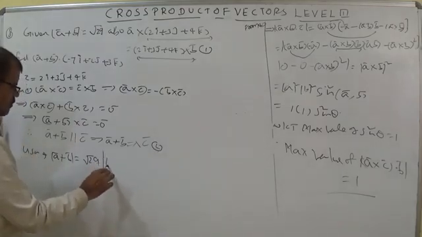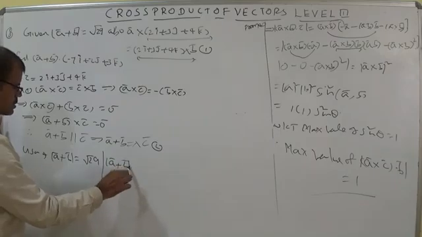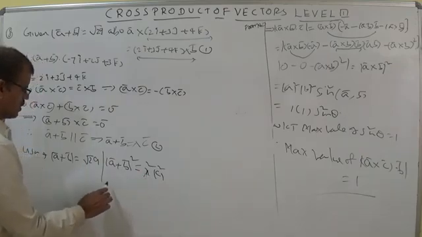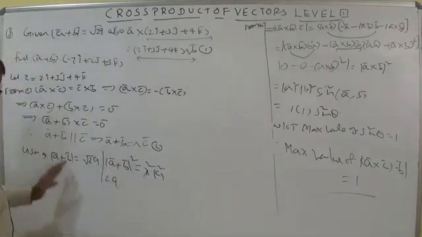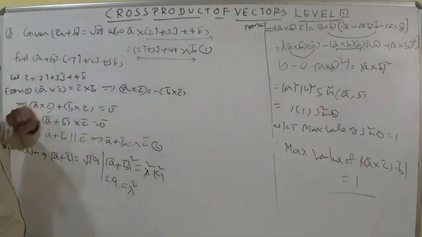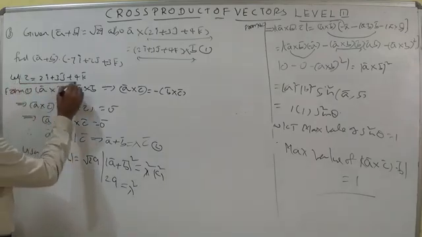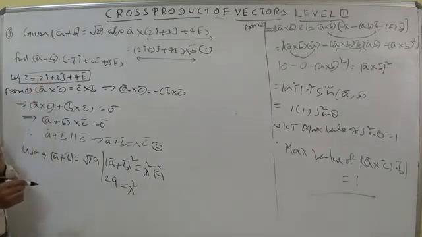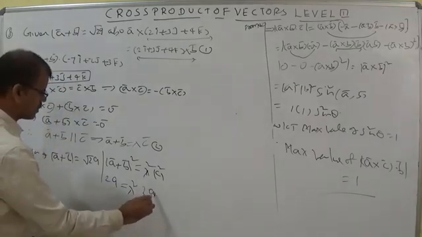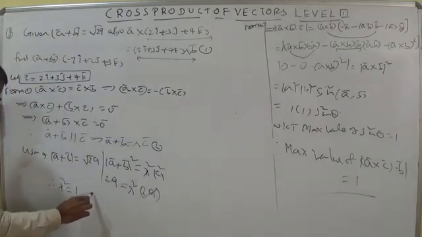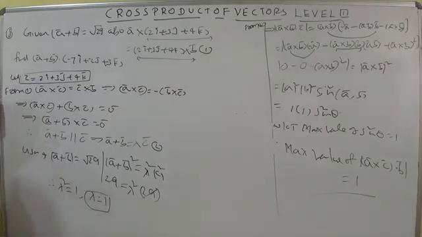Take mod. Whenever you are taking mod, modulus of A bar plus B bar whole square, you can take here lambda square into mod C square. What is the value of A plus B whole square here? 29 is equal to lambda square into whatever the value of C bar we took here. Here I had written C bar is equal to 2i plus 3j plus 4k. So count the magnitude: 4 plus 9, 13 plus 16, it is equal to 29. So 29 and 29 will get cancelled. Then we got lambda square equal to 1 and we conclude that lambda is equal to 1. So lambda is equal to 1, the scalar we got.